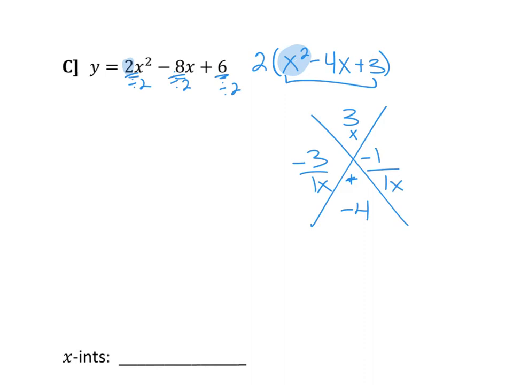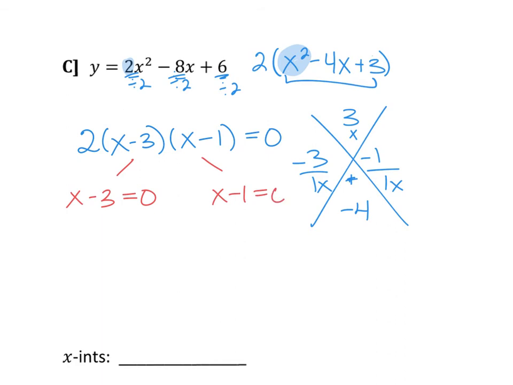So we write our factors from bottom to top. So we're going to start with x minus 3 times x minus 1. And that 2 could be out there also. And now we're going to solve for our x-intercept, so we make it equal to 0. So go ahead and solve that. Come back here when you get your answer.